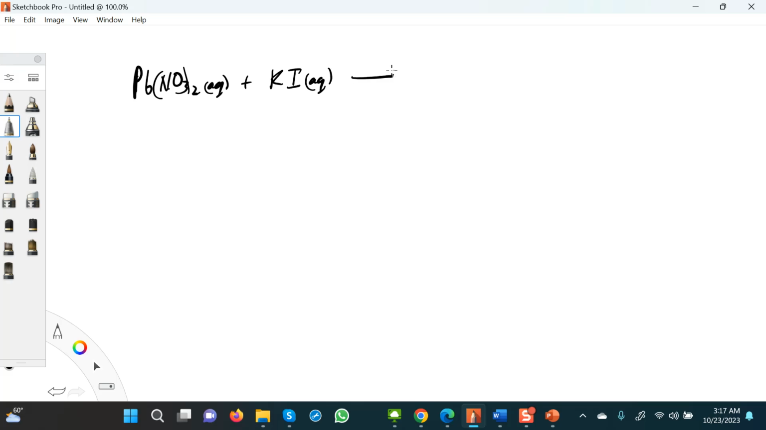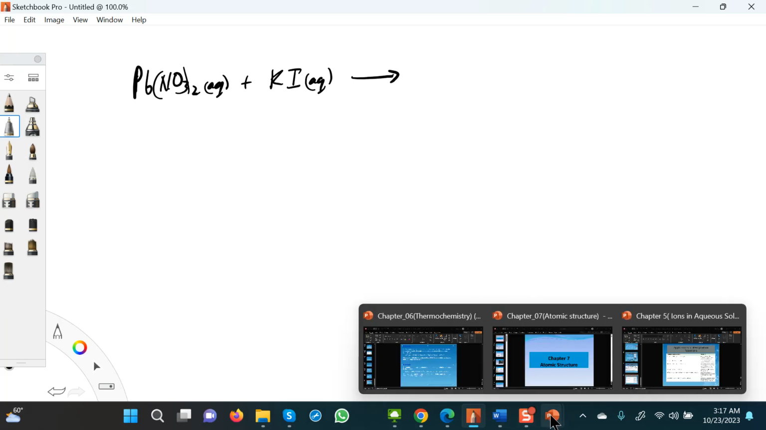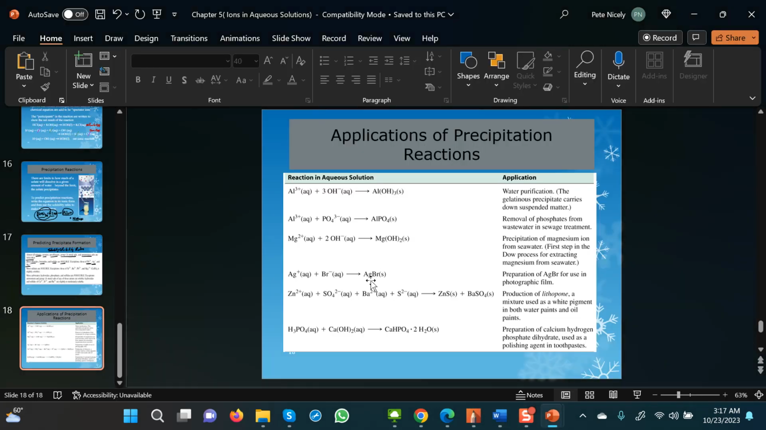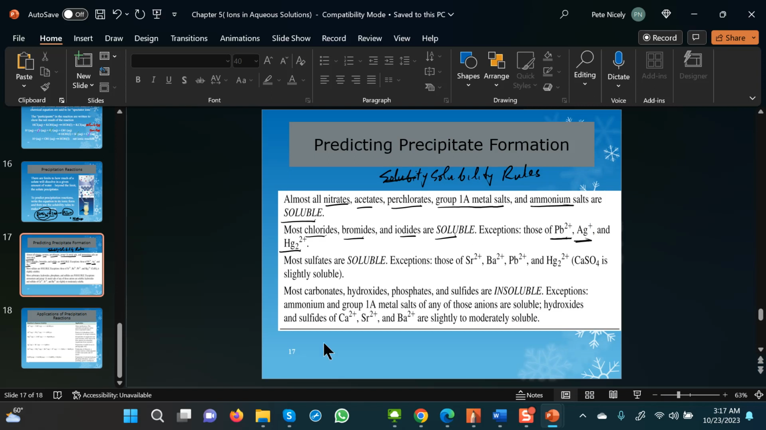Now, based on the solubility rules, we know already that lead 2 nitrate and potassium iodide are soluble in water. Let me go back to the rules and show you exactly what I'm referring to. So, okay, these are the rules right here, right? We know that lead 2 nitrate is soluble in water because it says here almost all nitrates are soluble in water, right?